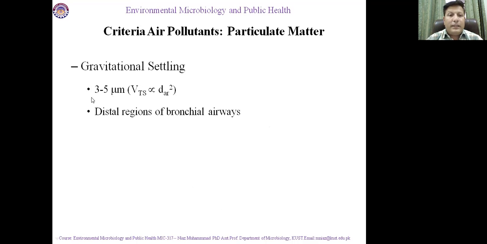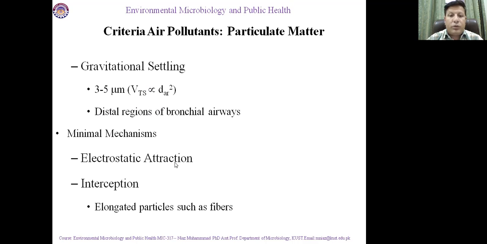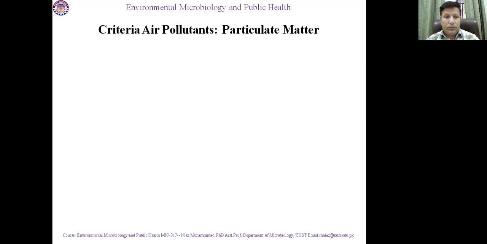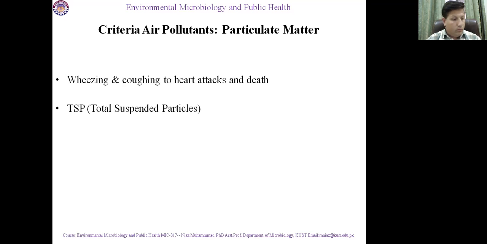Gravitational settling: particles having a size of 3 to 5 micrometers in the distal region of the bronchial airways will settle down there due to gravitational settling. Minimal mechanisms are electrostatic attraction and interception, for elongated particles such as fibers. These also will settle down into different regions of the lung if present in air during inhalation. From wheezing and coughing to heart attack and death: if these particles settle down into the lungs, they will lead to coughing and heart attacks.